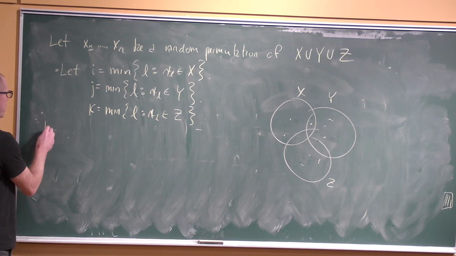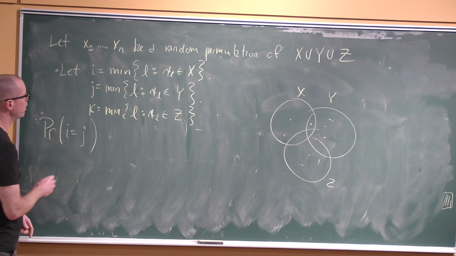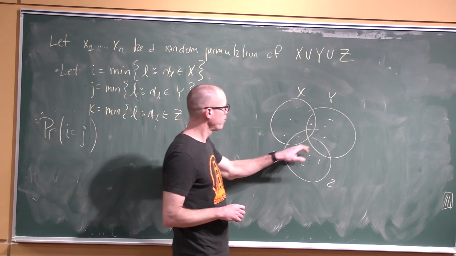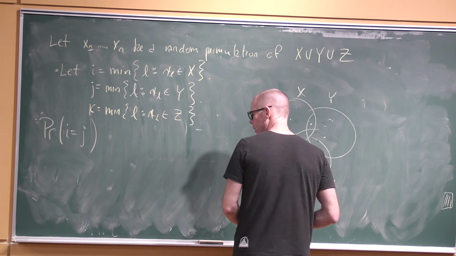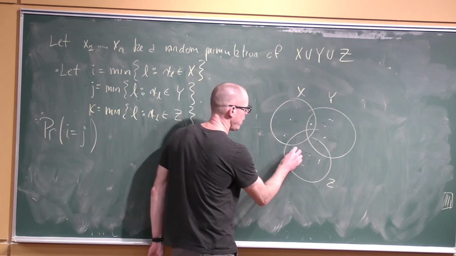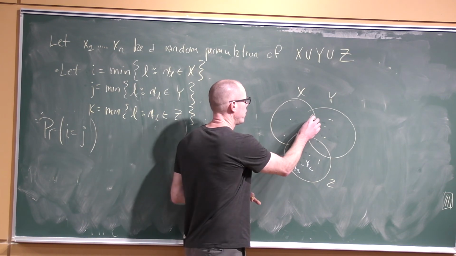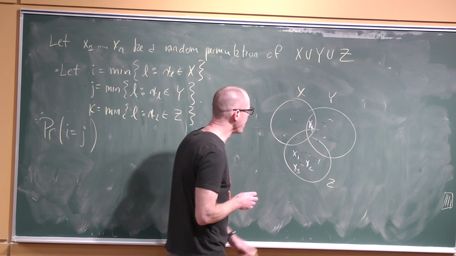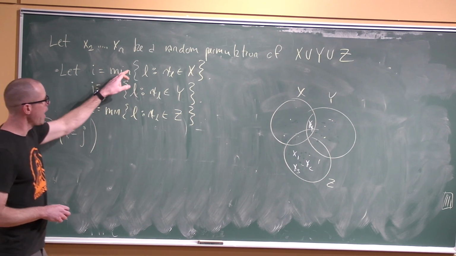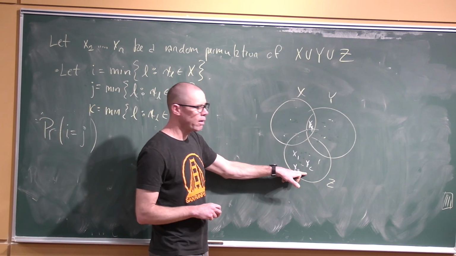All right. Here comes the punchline. Let's just look at the probability that i equals j. So I go through this random list, and when does i equal j? Well, that happens when maybe x1 is in z, x2 is in z, x3 is in z, and then x4 is here. I mean, it's in both x and y, right? Because in that case, the first thing that I see that's in x is x4, because everything else before that was in z. And the first thing that I see that's in y is x4, because everything else before that was in z.